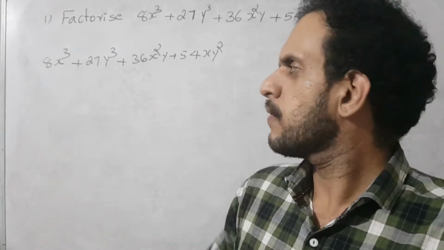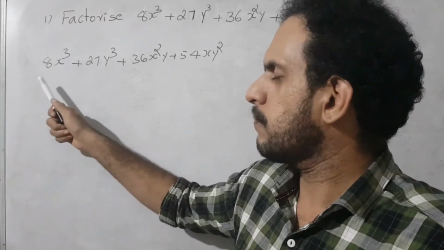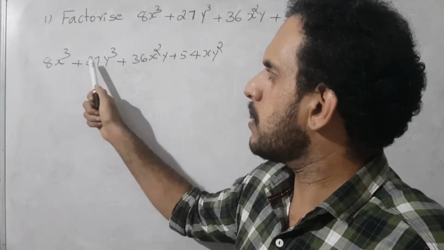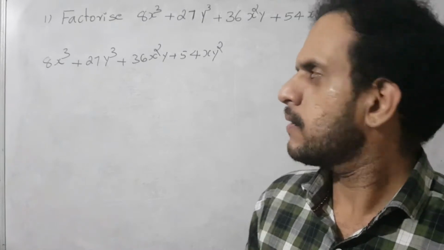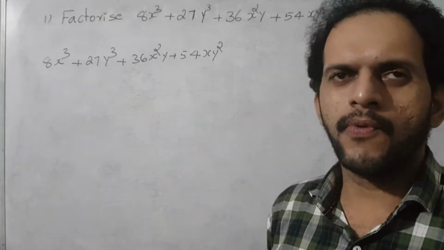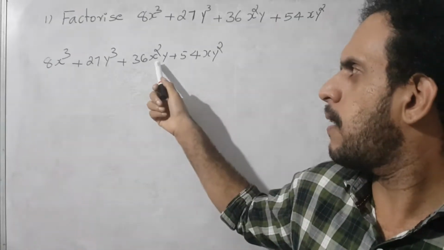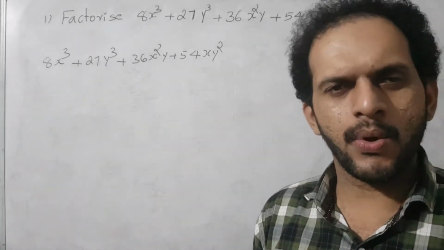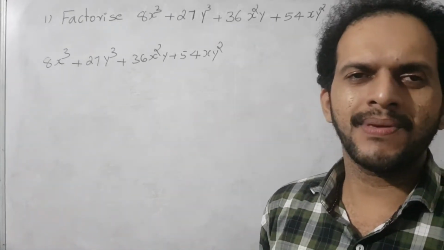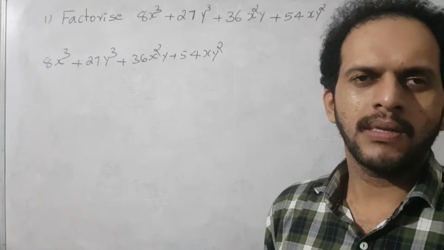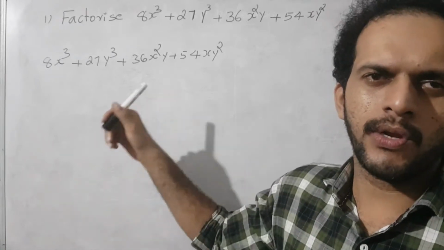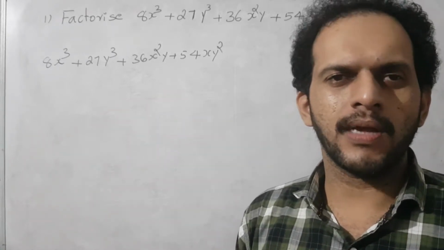First two terms are cube terms. The next two terms are not completely squares, but terms containing the square. Then it is very clear that here we need to apply the sixth or seventh identity.